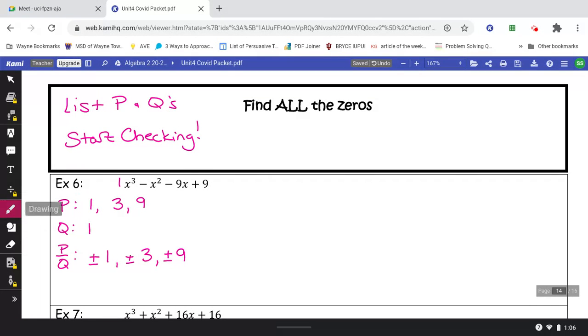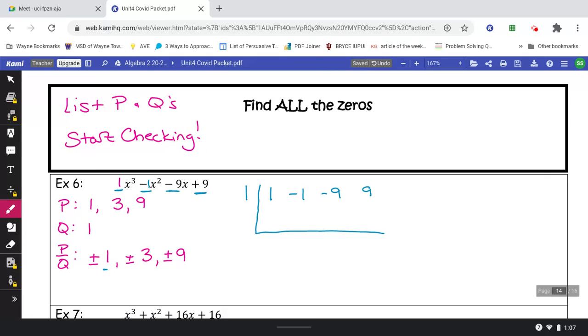When I check them, what I want to do is use synthetic division. So I'll take each of these numbers here, 1, negative 1, 3, negative 3, 9, and negative 9. Now put them into the division bar. And we're just going to go down the list, checking the positive version and then the negative version. So let's start by checking positive 1. I'll put a positive 1 on the outside.